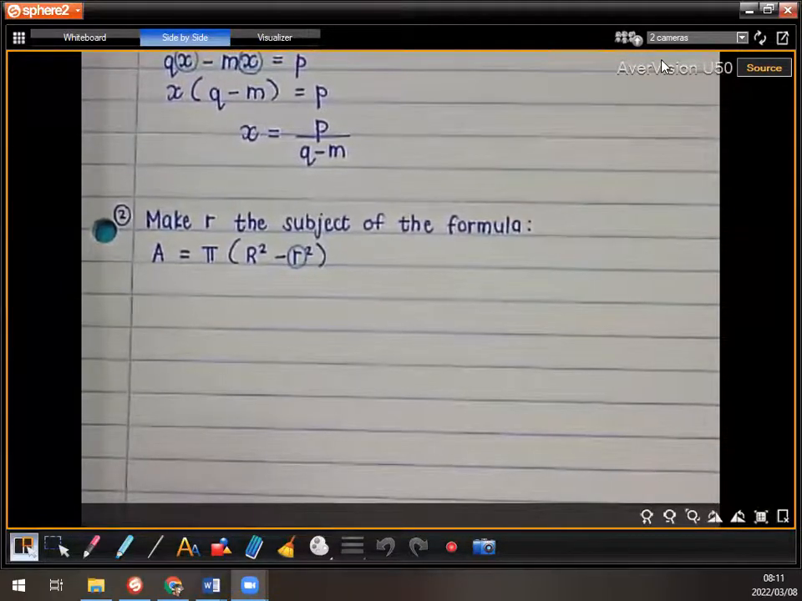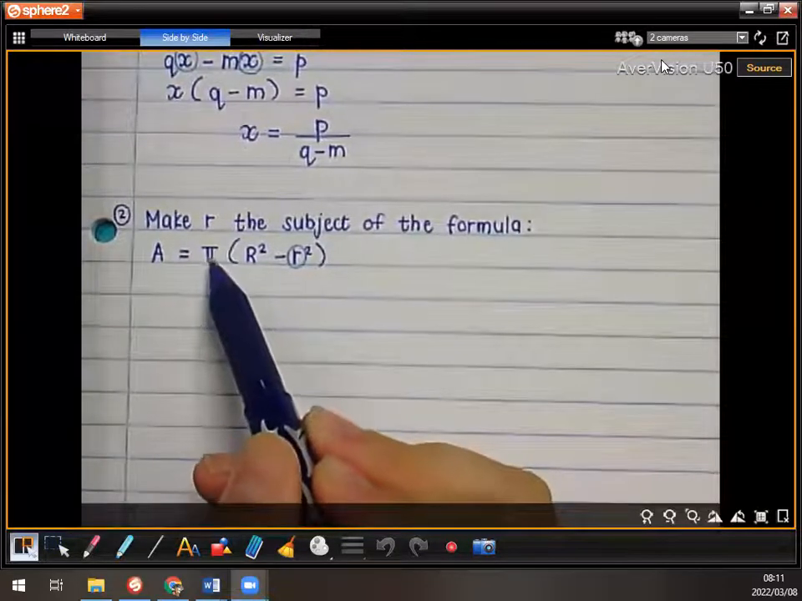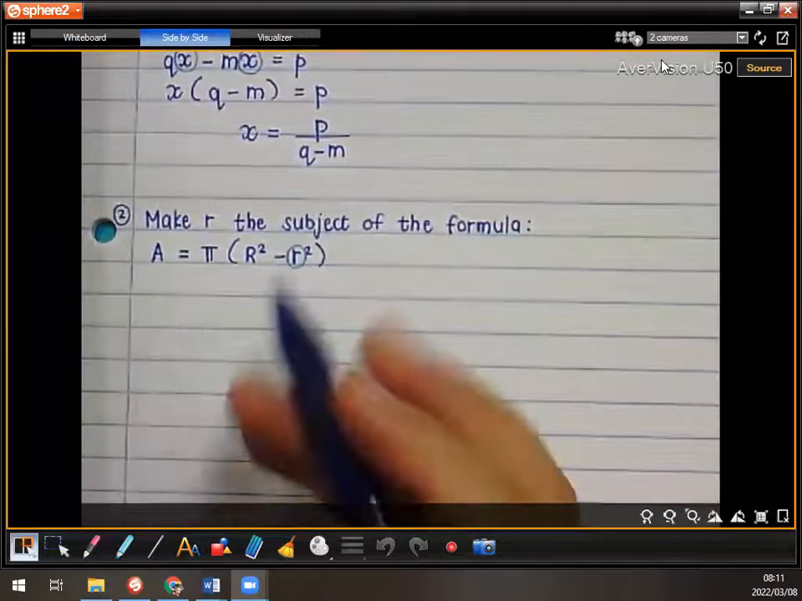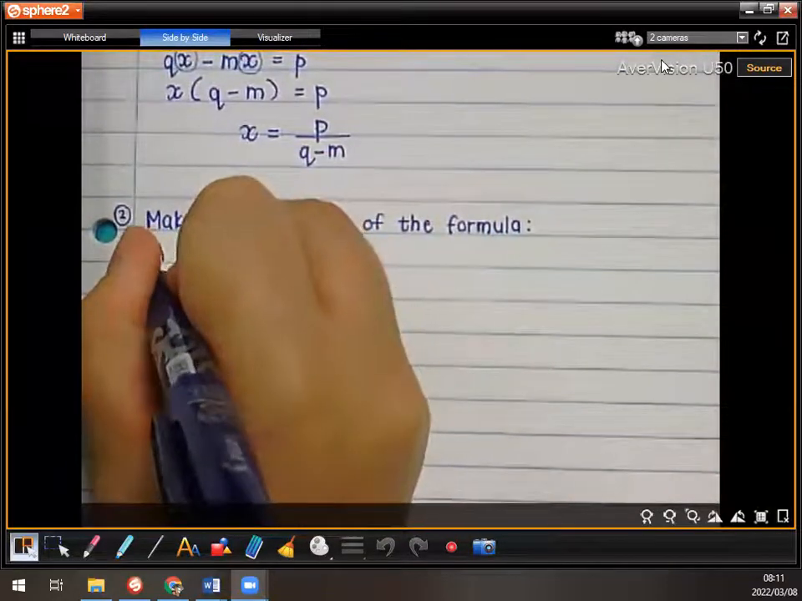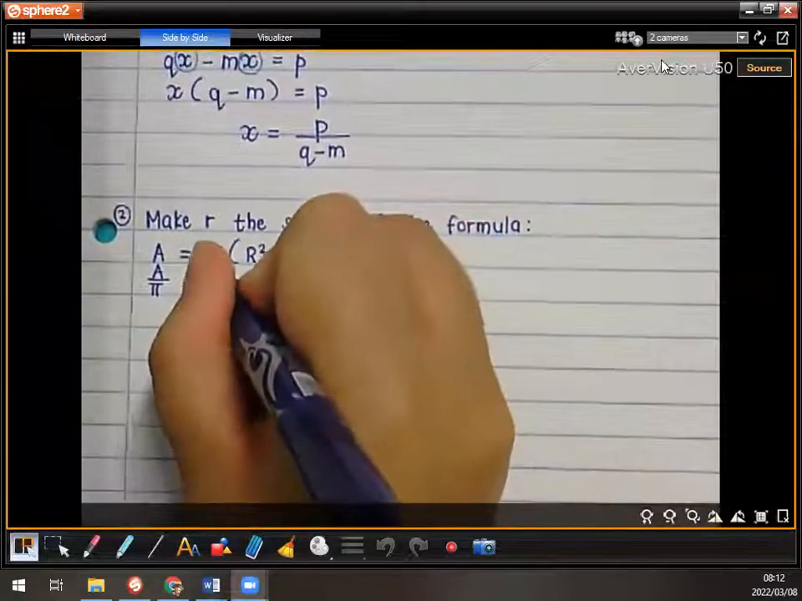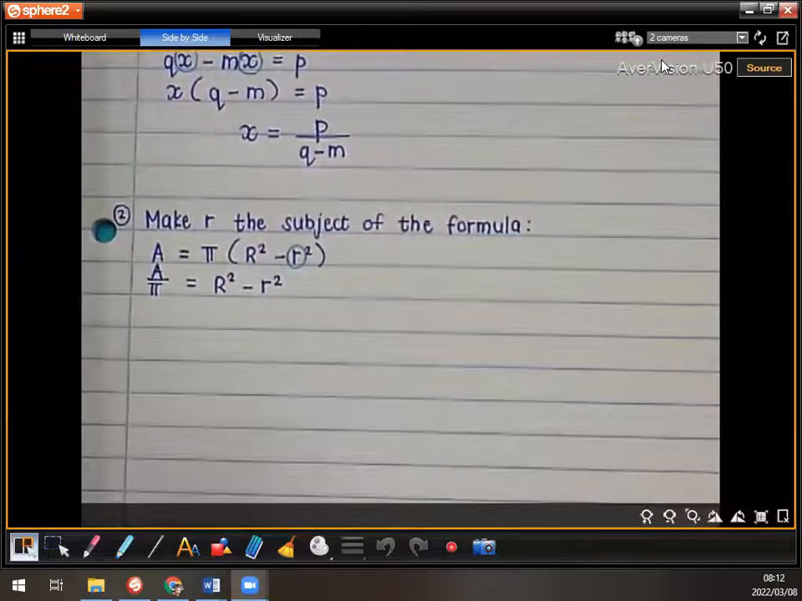So I first need to get rid of what is outside the bracket. So this pi, what am I going to do with pi? Then I have to divide A by pi. So I'm going to have A over pi is equal to capital R squared minus lowercase r squared.